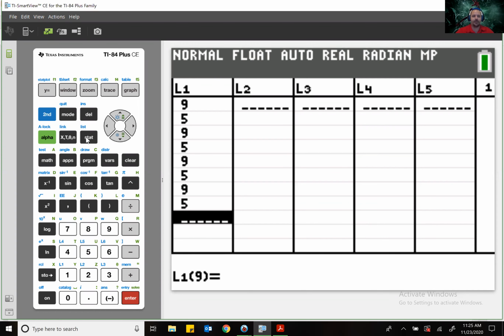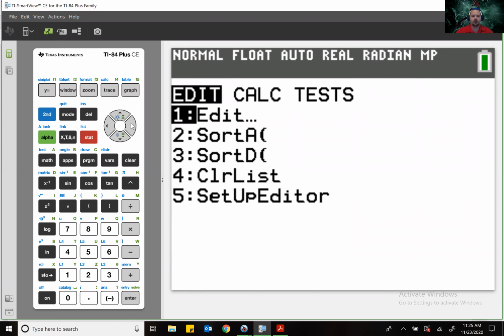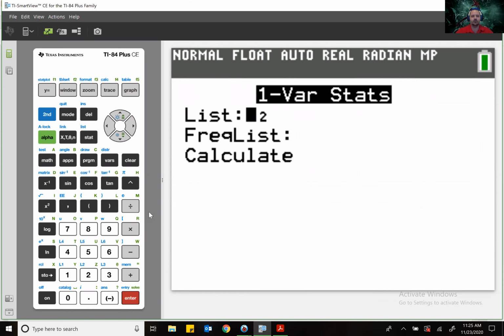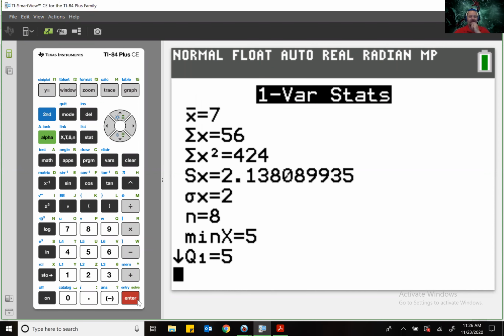Then you're going to go right back into stat. You're going to scroll over to calculate, and you're going to run this first guy. 1 variable statistics. Hit enter. This should say L1. If it doesn't, just hit second and 1. See, now it's L1. And then scroll down to calculate and hit enter. And right here, this S of X, that is your standard deviation.